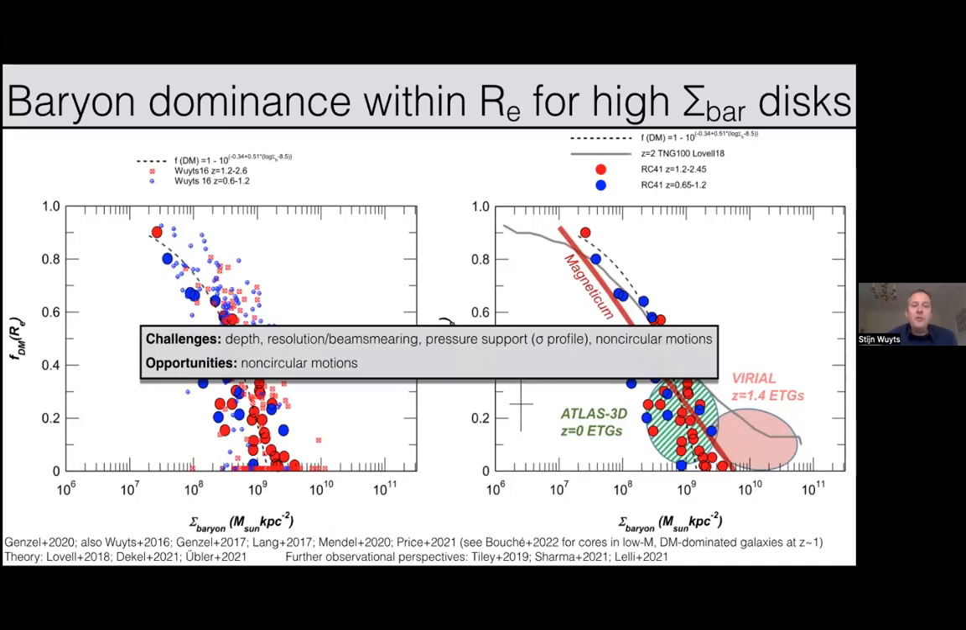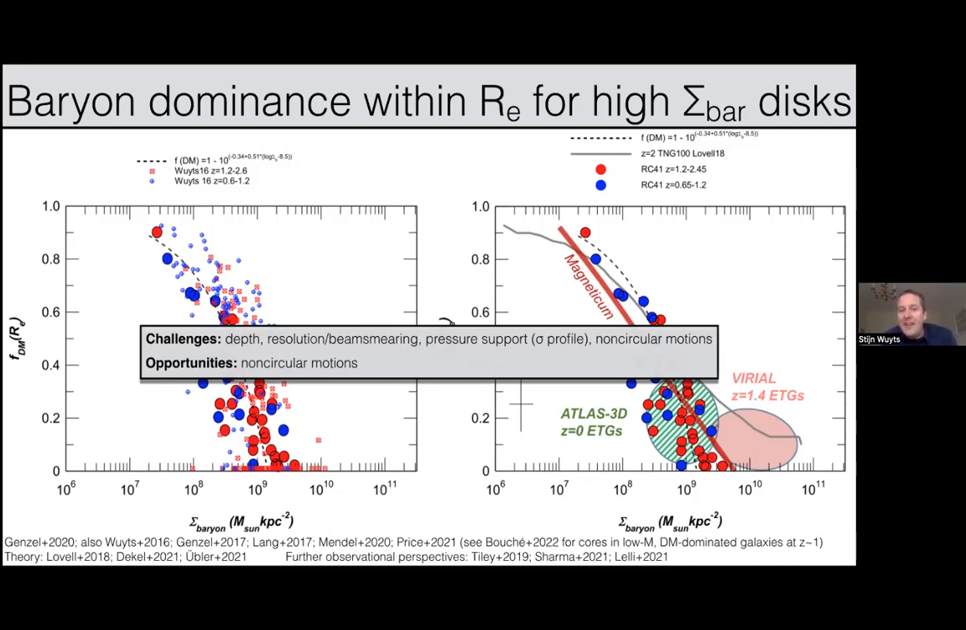Now, there are a few caveats. One is that when comparing these kind of mass budget assessments between different samples, one should obviously compare them within the same aperture. And within Re that is established most reliably; within larger apertures, one tends to become more sensitive to priors in the modeling.